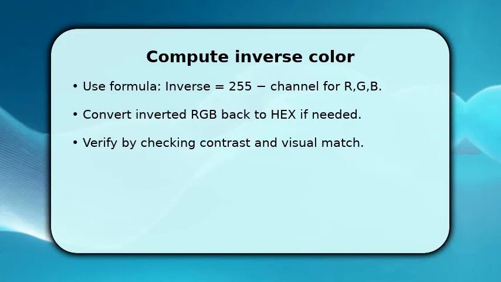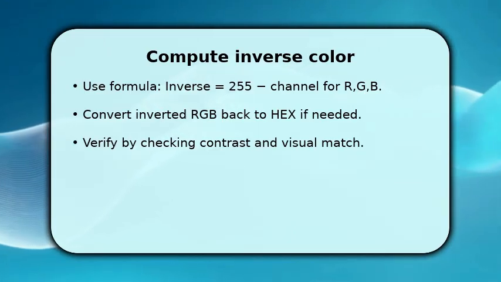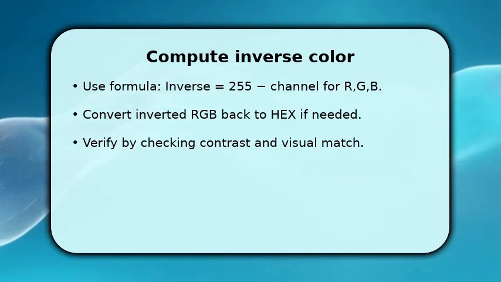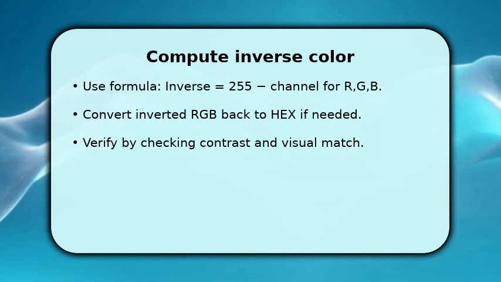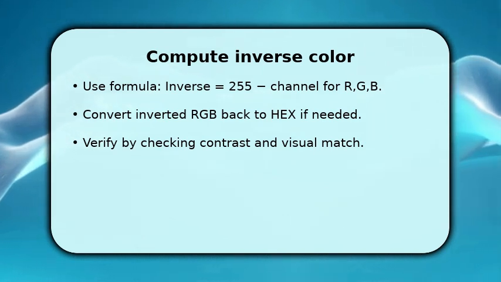Once done, convert the 3 inverted numbers back to HEX by formatting each as 2 hex digits, or keep RGB for CSS and code. Also, check the result visually or with a contrast tool. Some images need gamma-aware inversion, so if it looks off, consider linearizing before inverting to preserve perceived brightness.